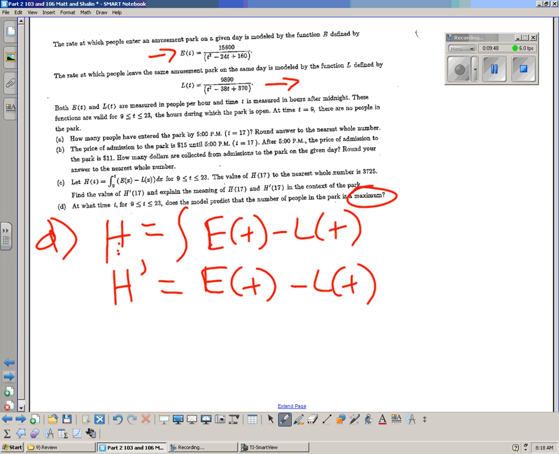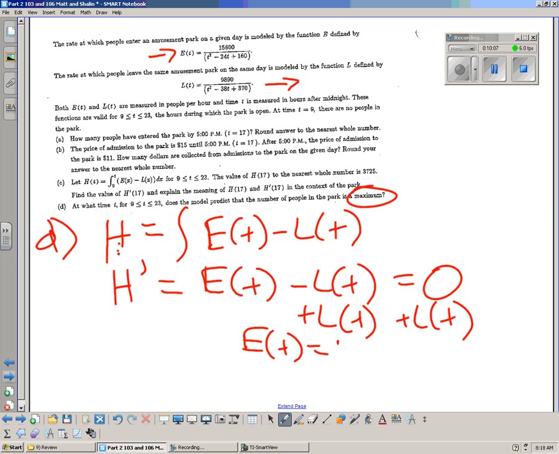Now we're trying to find specific points. So as usual, we set this equal to 0. And you see that if you just add L of t to the other side, you see that E of t is equal to L of t. And so what we do now is that you should already have the formulas above, E of t and L of t, plugged into your calculator.